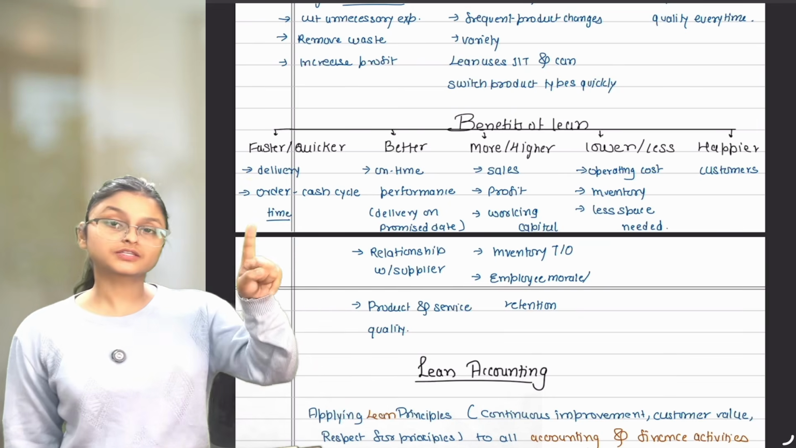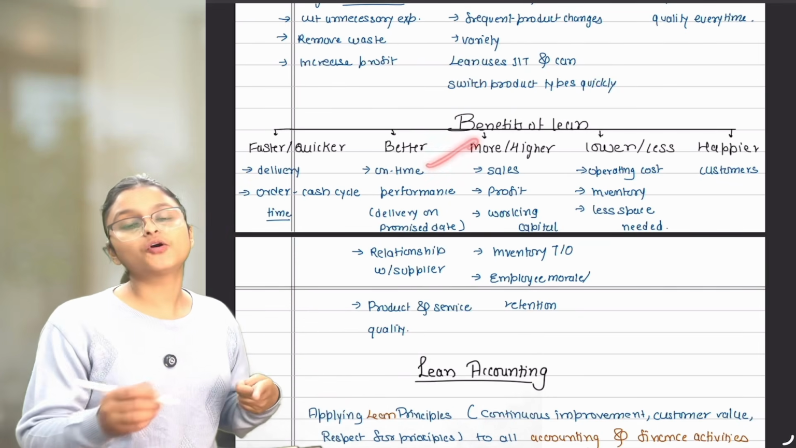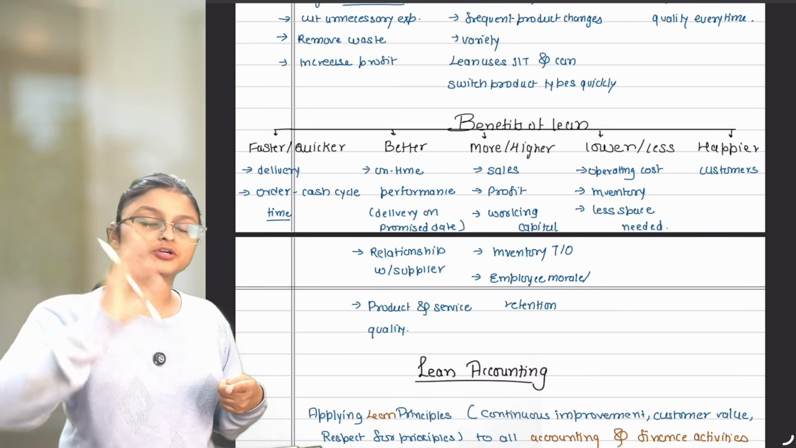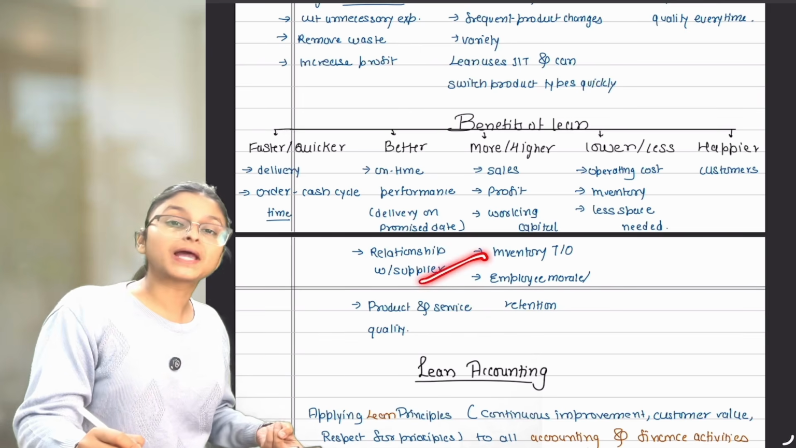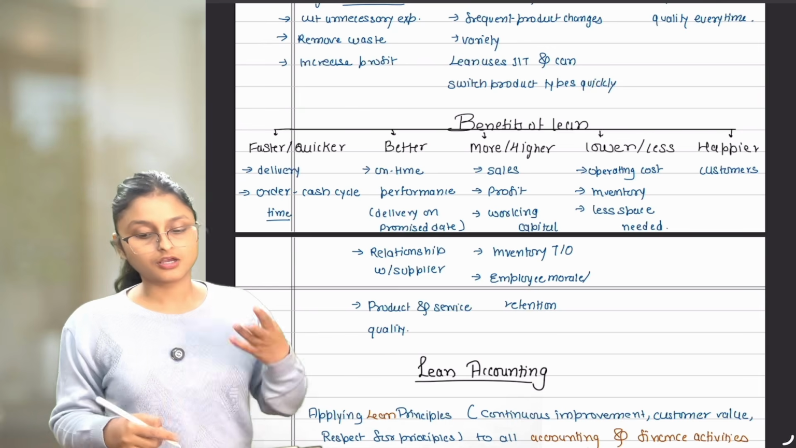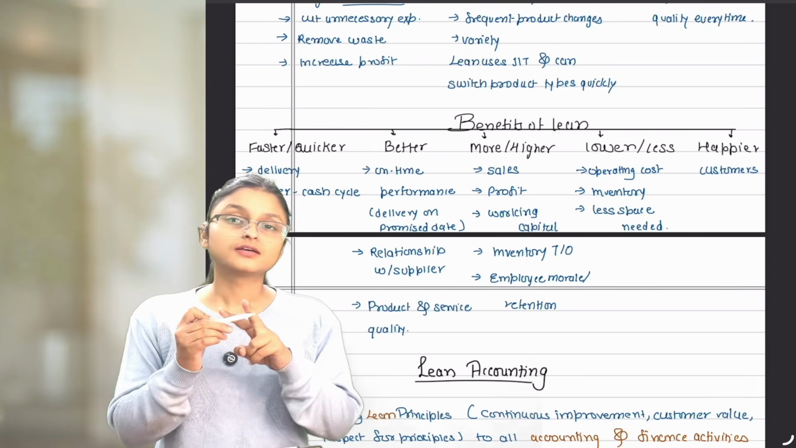The delivery is fast. Order to cash cycle time is fast. On-time performance is better. That means whenever a customer has asked us to deliver the product, we are able to provide it at that time itself. The relationship with suppliers becomes better. Our product and services quality become better. With higher sales, a lot of profit we can earn.